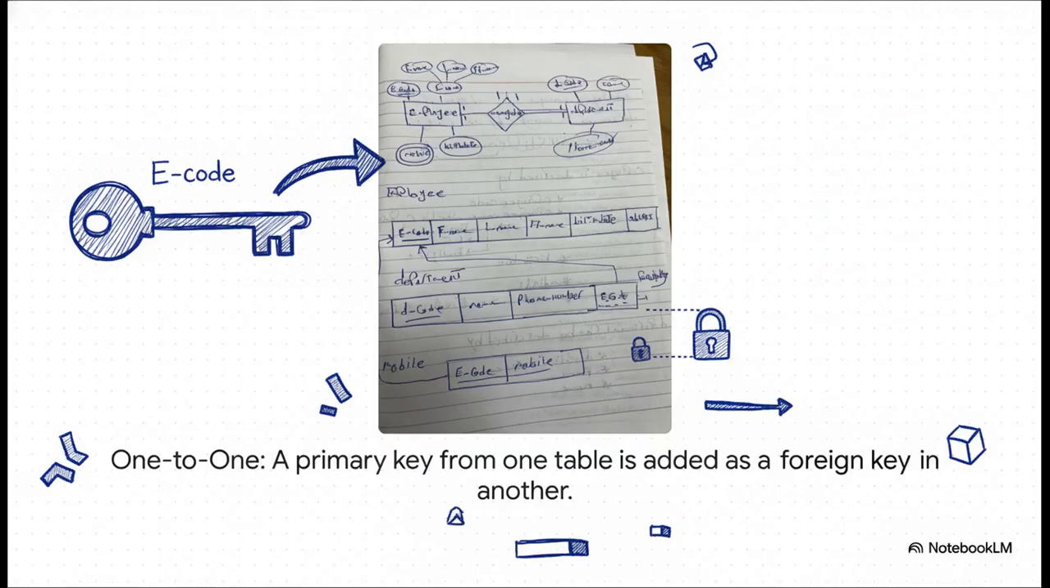Let's start with a simple one, a one-to-one relationship. In this example, one employee manages one department. To connect them, we just take the primary key from the employee table, which is E-code, and we add it as a new column, a foreign key, in the department table. Boom! Now we know exactly who manages that department.